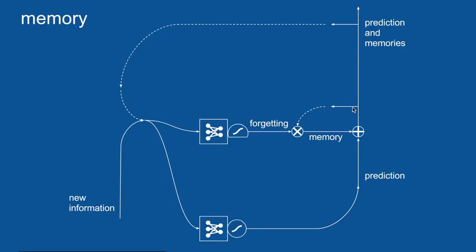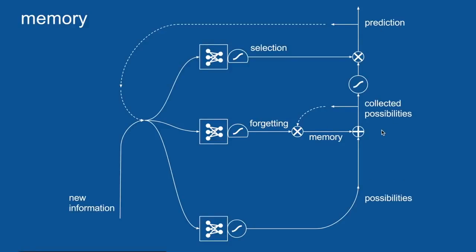So now we have not just prediction, but predictions plus the memories that we've accumulated and that we haven't chosen to forget yet. Now there's an entirely separate neural network here that learns when to forget what. Based on what we're seeing right now, what do we want to remember? What do we want to forget? So you can see this is powerful. This will let us hold on to things for as long as we want.